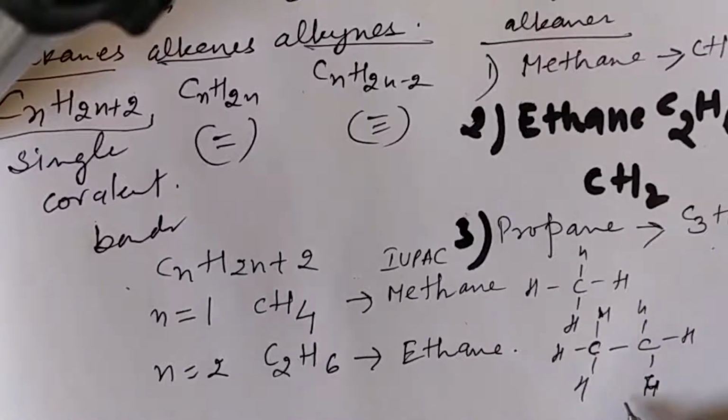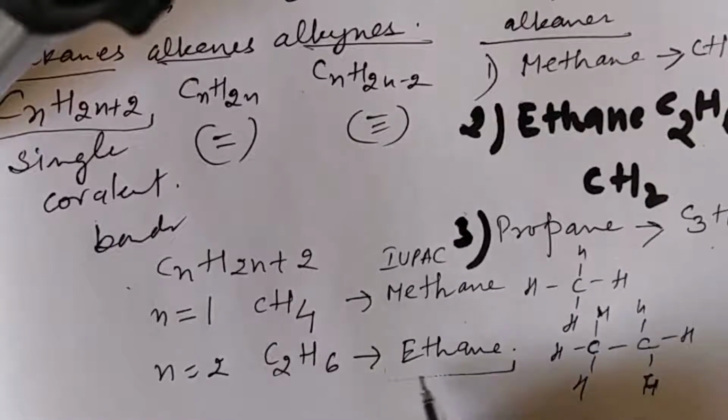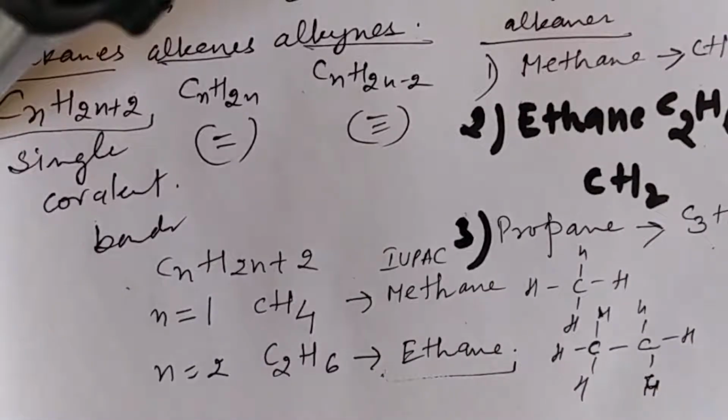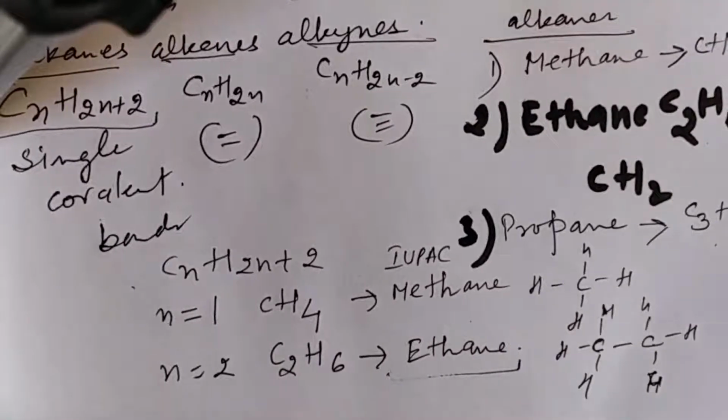See here, count them. 2 carbon atoms and 6 hydrogen atoms. As you can see here, the number of carbon atoms and hydrogen atoms are matching here, and all are having single covalent bond. So it is the correct structural formula for ethane molecule. Similarly, you can draw the structure for propane molecule.